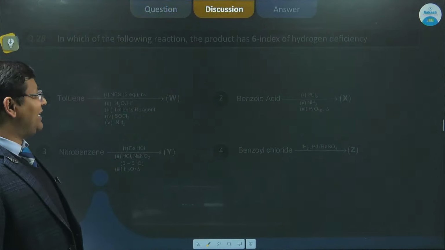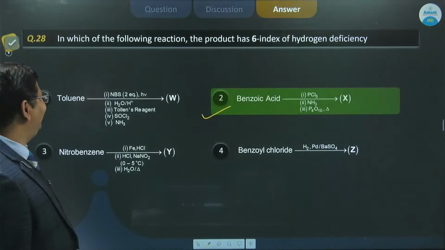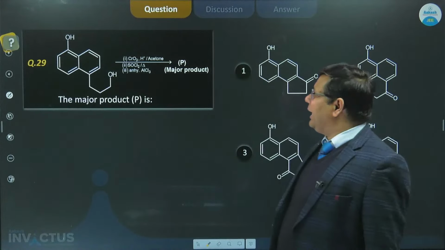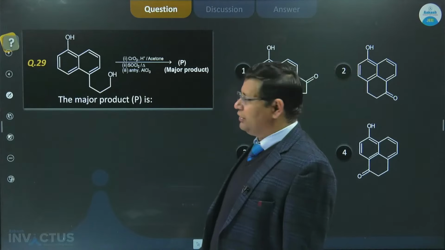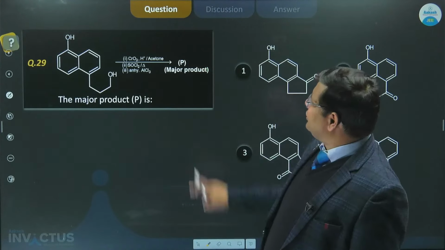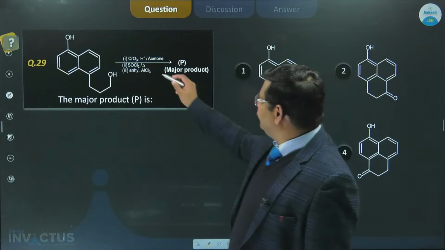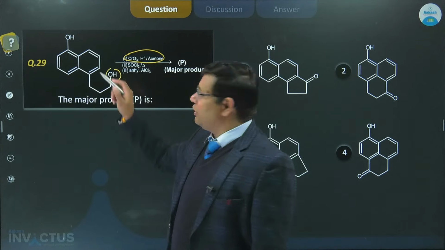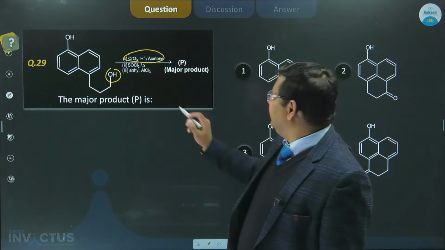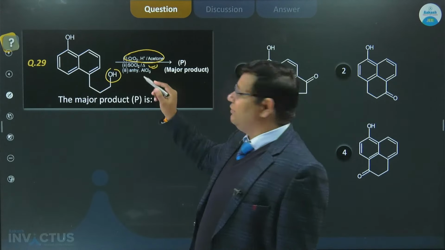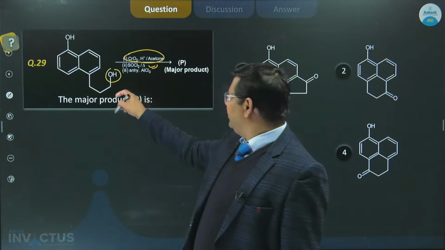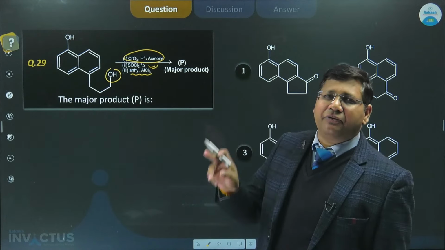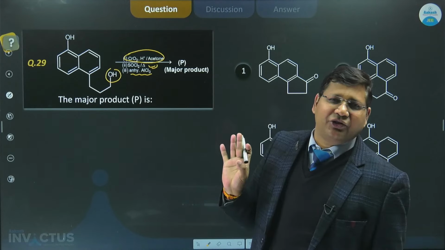Okay, so let's move on to the next question. The next question is based on the electrophilic aromatic substitution kind of reaction, but again there is a series of reagents used in this question. So first CrO3 and acetone, so it means you will get primary alcohol into carboxylic acid. Then SOCl2, it will convert into COCl, this particular group. Then anhydrous AlCl3, intramolecular Friedel-Crafts acylation reaction will take place.